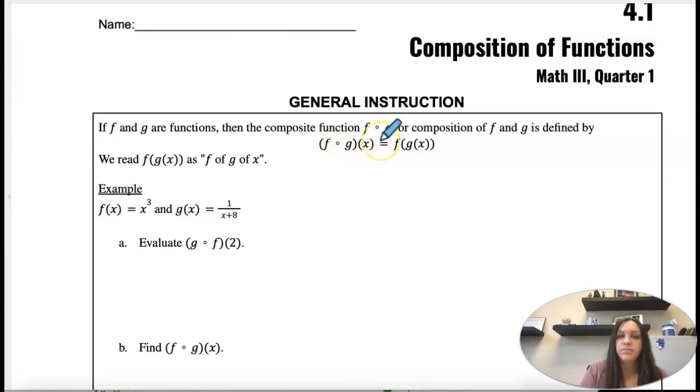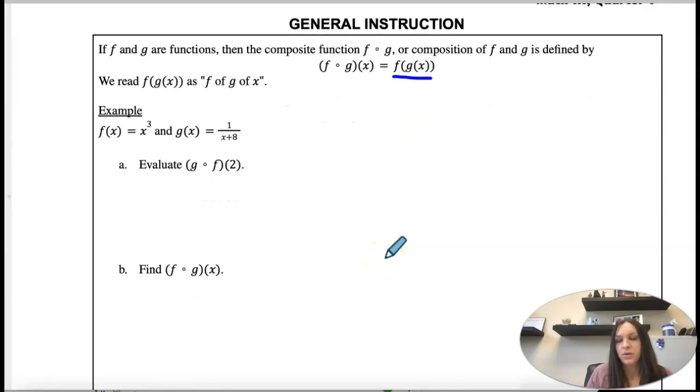So we say this is f of g of x. So we're putting one function inside of another function. So let's just go through an example. I have two functions. F of x is x cubed, g of x is 1 over x plus 8. So I'm taking the composition of g and f with the value 2. So I'm going to rewrite this like this.